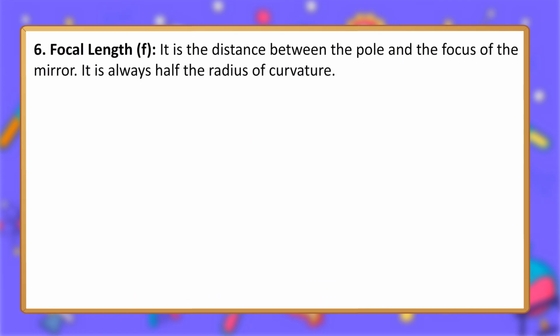6. Focal length, f. It is the distance between the pole and the focus of the mirror. It is always half the radius of curvature. f equals R by 2, or R equals 2f.